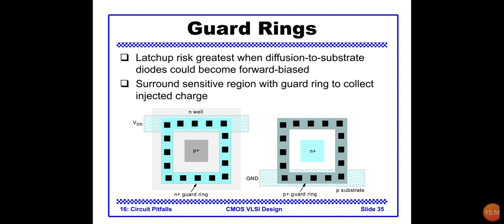Surround the sensitive region with a guard ring to collect injected charges. These are the diagrams for the N guard ring and the P guard ring. The N guard ring consists of N well, VDD and P plus in the P substrate. The P plus guard ring consists of N plus, P substrate and ground. These are the uses of guard rings.